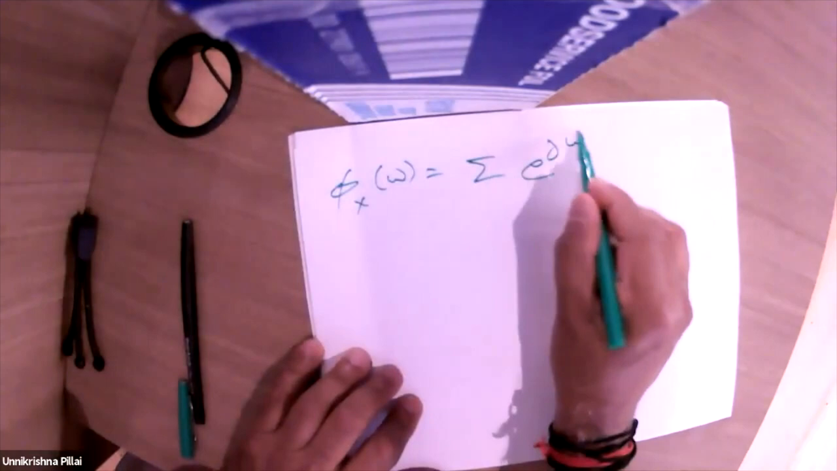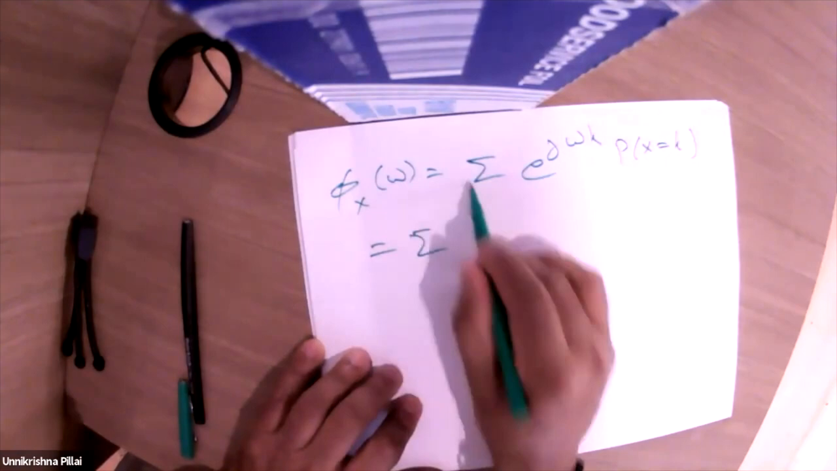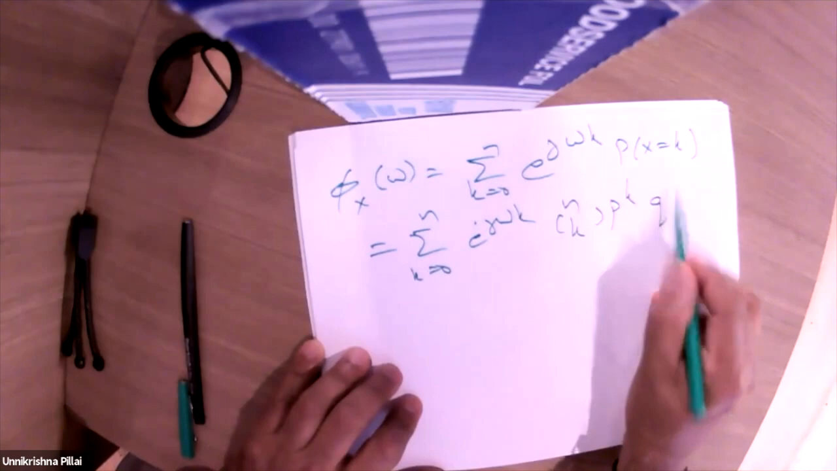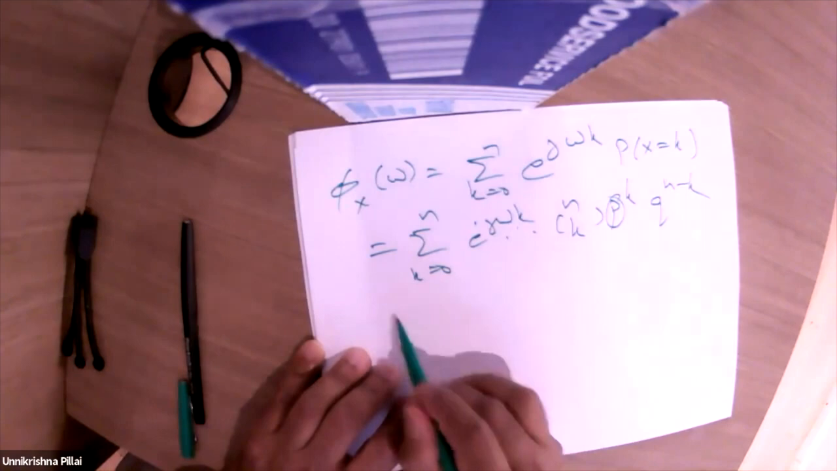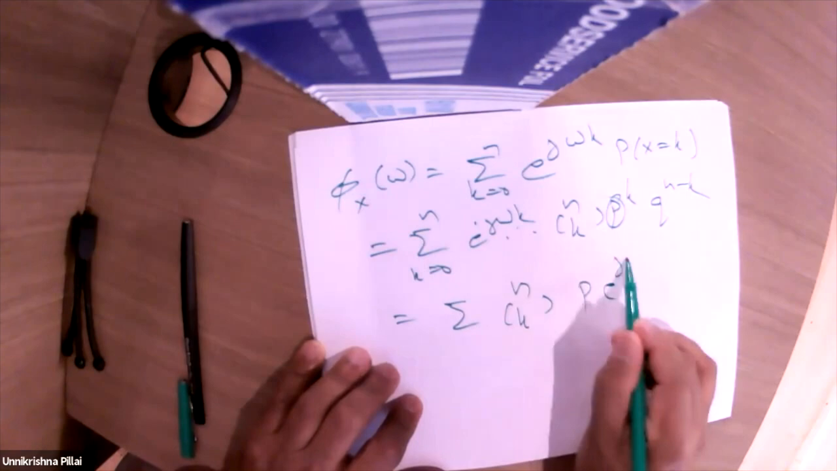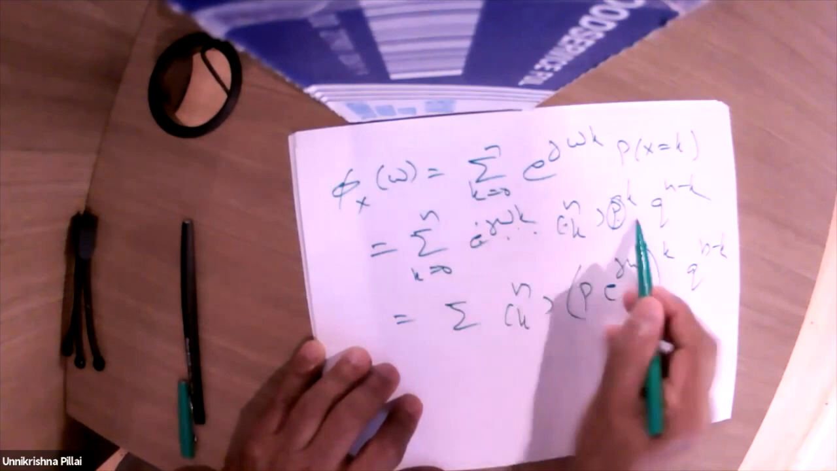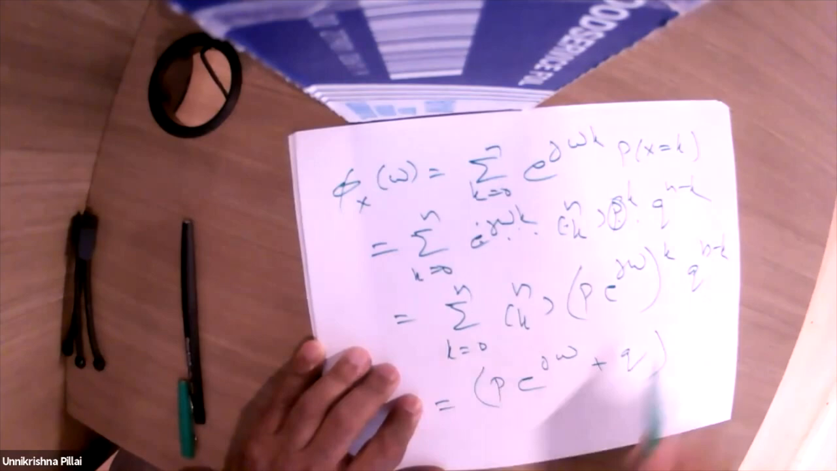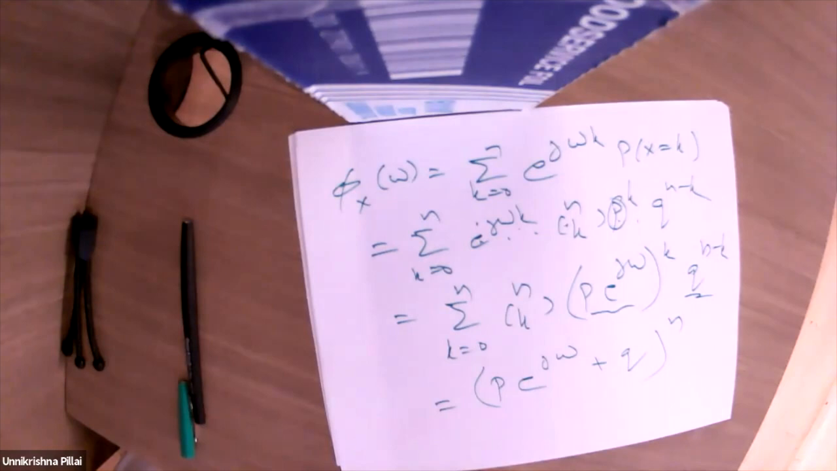So that's going to be the summation, k goes from 0 through n, of e to the power j omega k, n choose k, p to the k, q to the power n minus k. Here p is raised to the power k, so I'm going to put all the terms raised to the power k together. So this is n choose k, p e raised to j omega to the power k, q to the power n minus k. But this is of the form a plus b to the power n, so I can write this as the binomial expansion of p e raised to j omega plus q, to the power n.